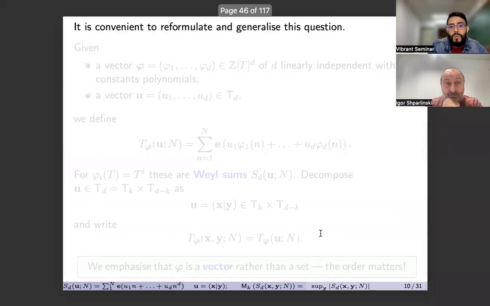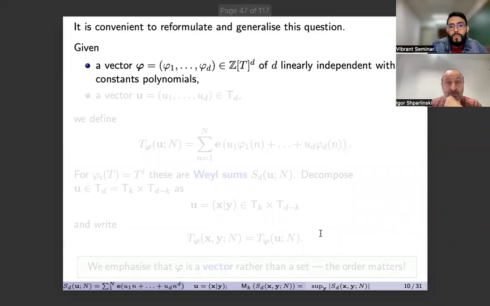And I want to introduce more notations first. It's very convenient to generalize this question. So I consider a vector of d polynomials. I assume that they are linearly independent. And in fact, linearly independent with the constant polynomials, which means that no linear combination of these polynomials gives us a constant, not necessarily zero, but just a constant. And of course, we have a vector of coefficients u.